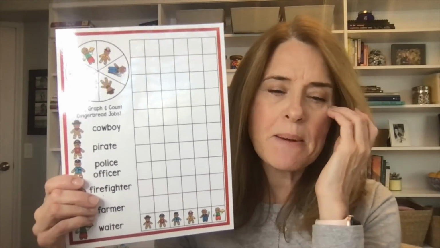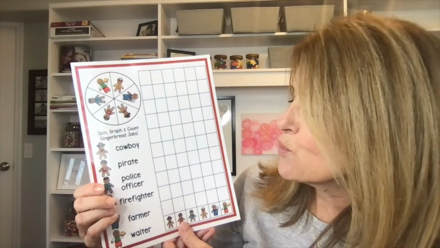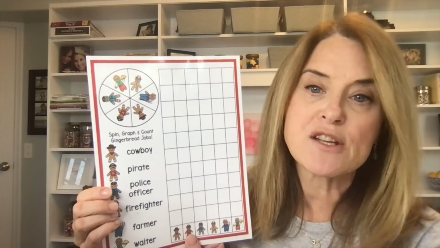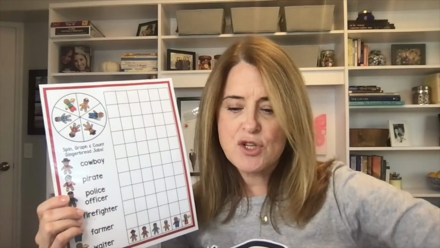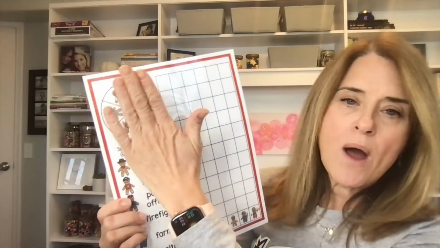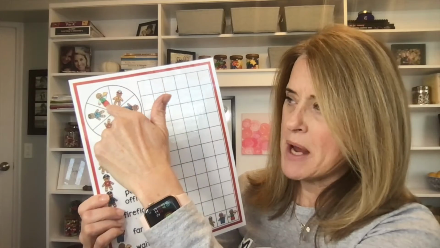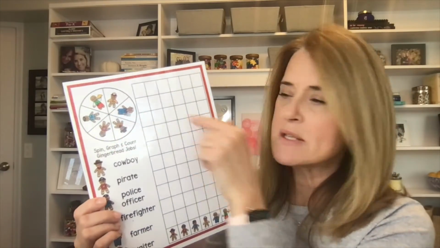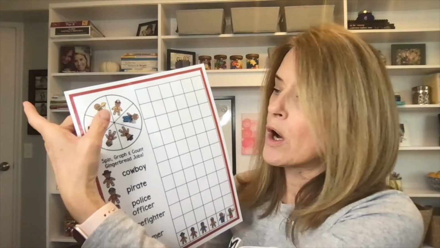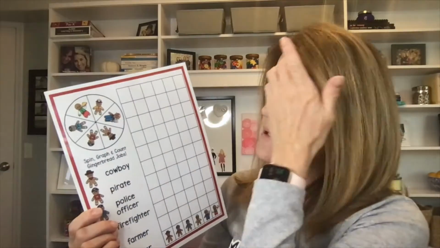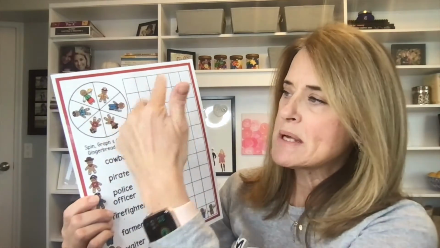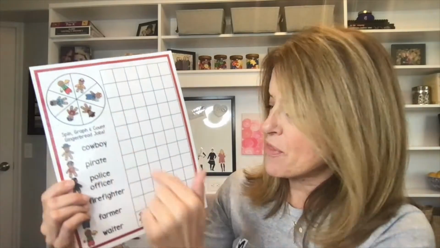Okay, this is my spin, count, and graph gingerbread jobs. This is in the Story Stretchers activities. So I put one of those spinners from Hand2Mind, I just tape it here. You can also get some that snap on, or you could poke a hole through here and make a little spinner. But we spin, and we might land on the waiter.